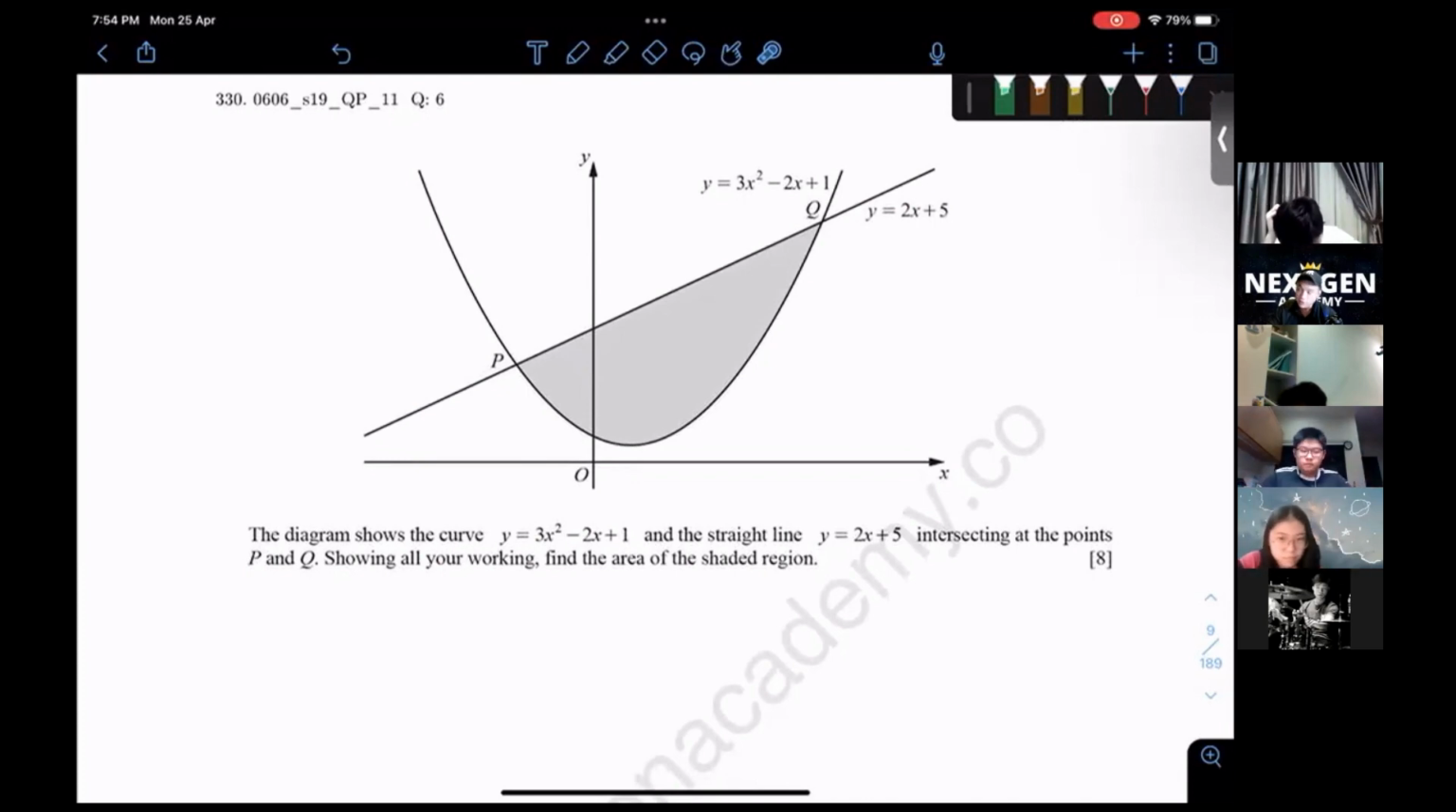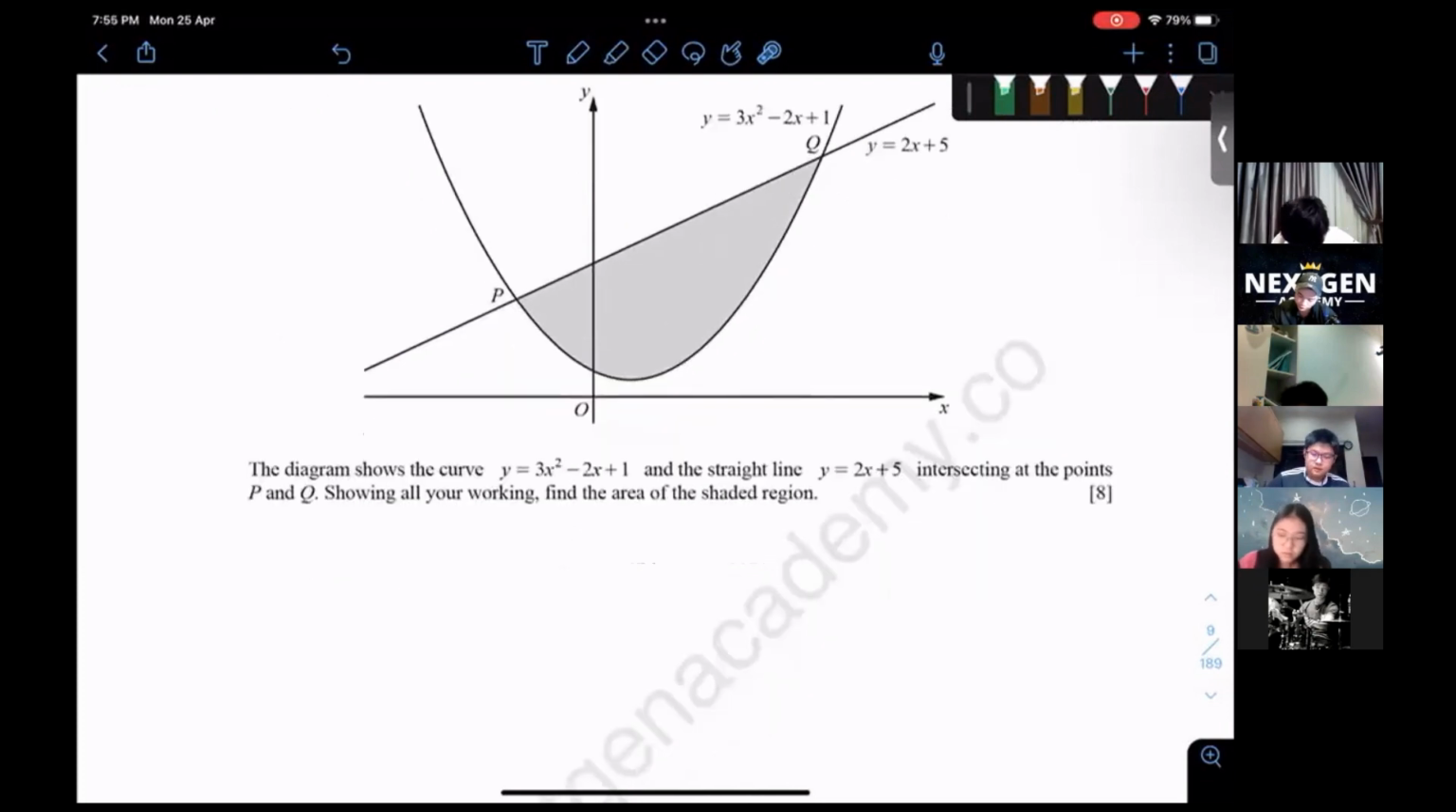Okay, you want to give it a shot? This is 330. Okay, there are a couple of ways to do it. I'm looking at the mark scheme also. Okay, tell me, what do you do? 8-mark question.